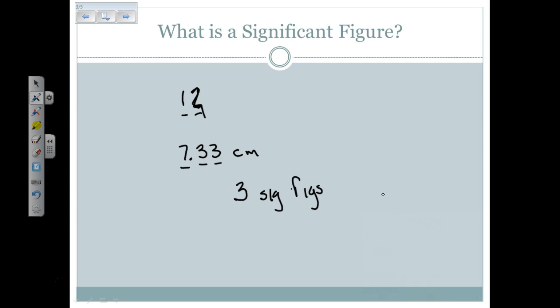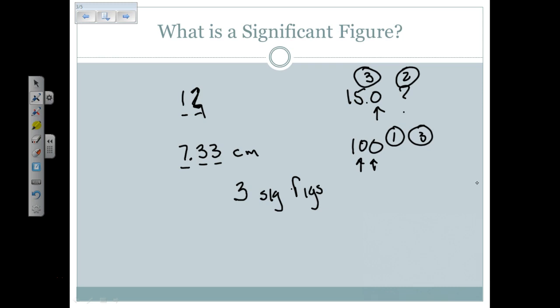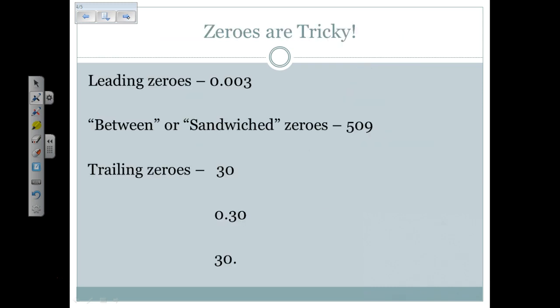What ends up happening is when we have a number like 15.0, is that 0 significant? Or if we have 100, are those zeros significant? And so is this a 3 significant figure number, or is this a 2 significant figure number? Is this 1, or is this 3? And so that's what we have to figure out.